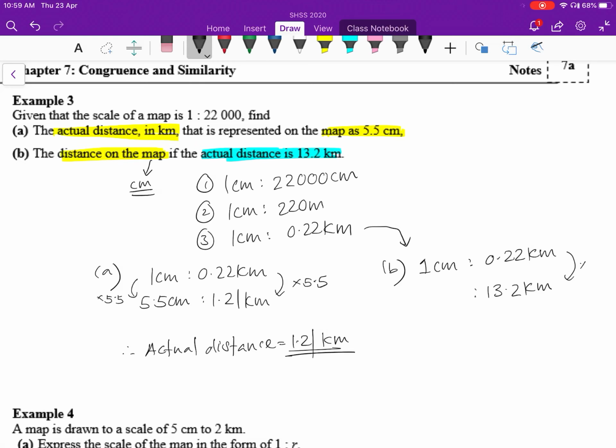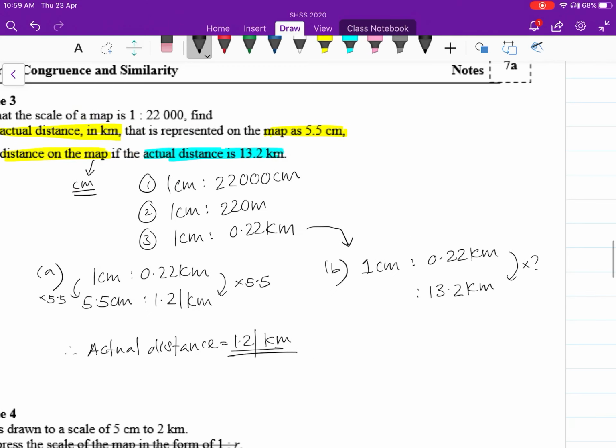I just need to multiply by how much? So I take 13.2 divide by 0.22. Then I'll get 60. Oh, so I know I need to multiply by 60 on the right side. If I need to multiply by 60 on the right side, I also need to multiply by 60 on the left side. So it will be 60 cm.